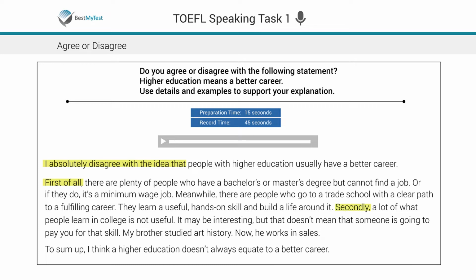Secondly, a lot of what people learn in college is not useful. It may be interesting, but that doesn't mean someone is going to pay you for that skill. My brother studied art history, and now he works in sales. To sum up, I think a higher education doesn't always equate to a better career.